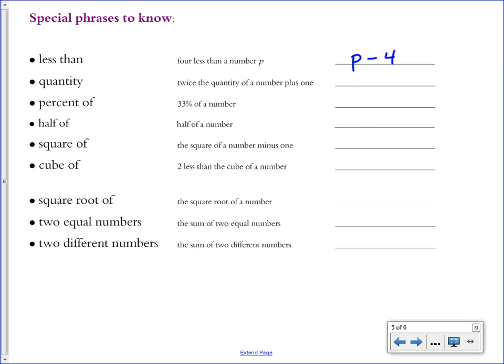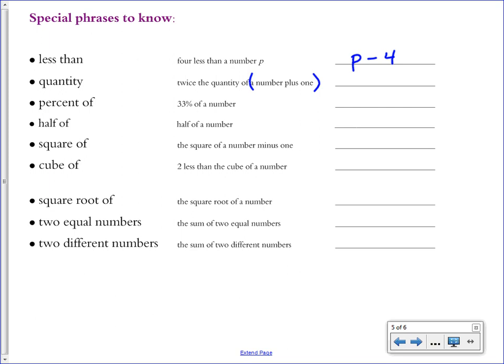The word quantity, moving on to the next example, is twice the quantity of a number plus 1. Quantity is a key that you need to use parentheses around whatever comes right after it. So the quantity of a number plus 1 means that a number plus 1, the entire quantity of that, is being twiced or multiplied by 2. So when you see the word quantity, think parentheses.